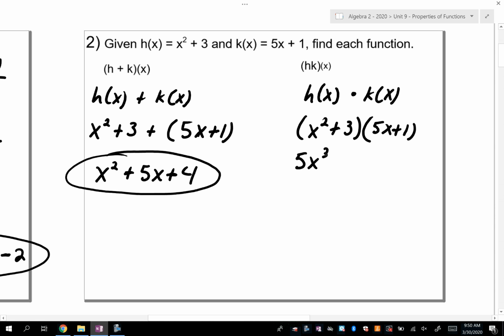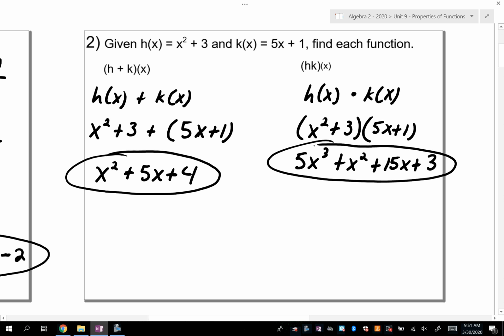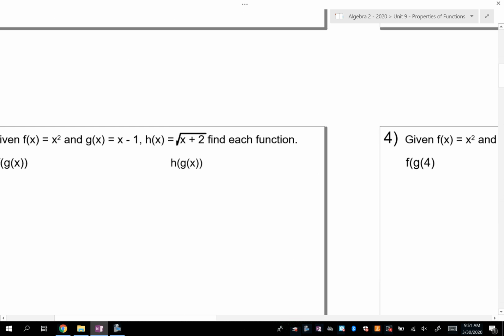X squared times 1 is x squared. All right, then we have 3 times 5x, which is 15x. And finally, 3 times 1 is 3. Now, we don't actually have any like terms, so this is going to be our final answer for h times k of x. This is a cubic polynomial with 4 terms. All right, so that's it right now for operations. Let's move to the next one.